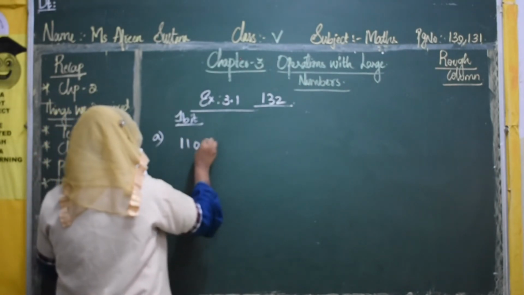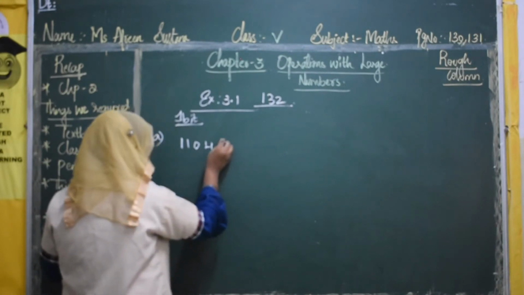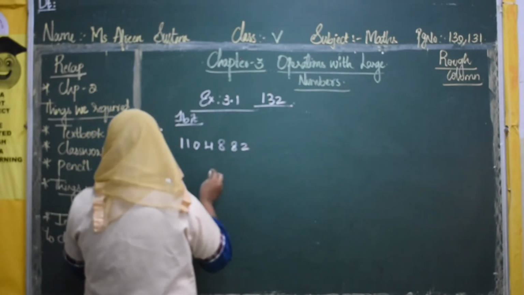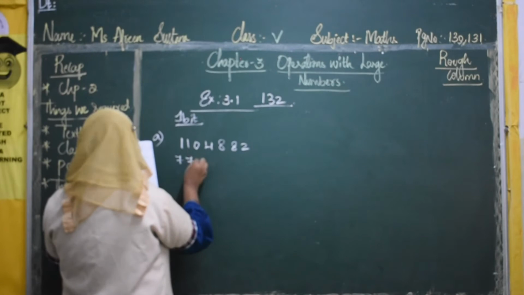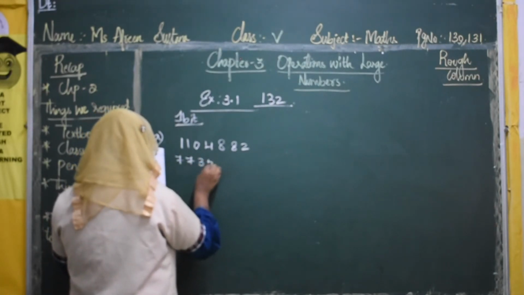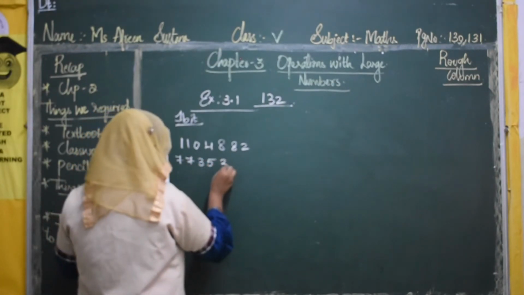So 1104. See, they have not given any periods. Commas are not mentioned, right? Once we get the answer, then we will put the exact correct markings, correct periods. 378.